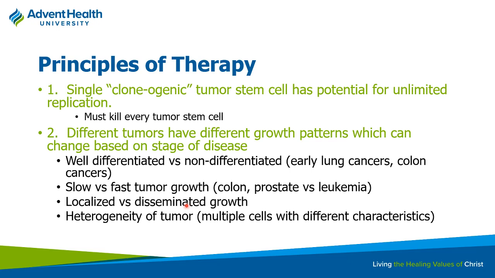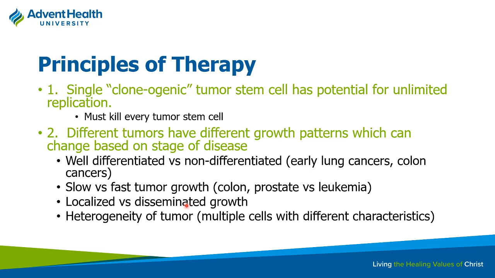You're going to find that different tumors will have different growth patterns associated with them, such that they can change based on the stage of disease. So you can have either really well differentiated versus non-well differentiated cancers here, like say lung cancers versus colon cancers. Some of them are very slow versus fast growing. So for instance, leukemia is extremely fast growing because, again, your white blood cells are rapidly growing anyway, right? So the cancer is just going to be kind of supercharging that sort of thing.